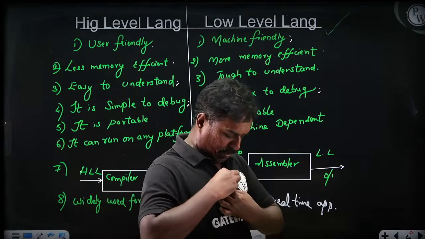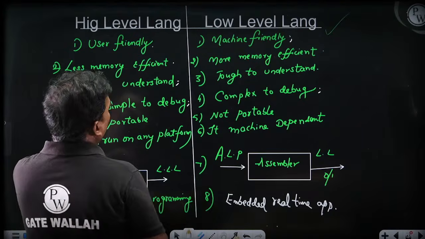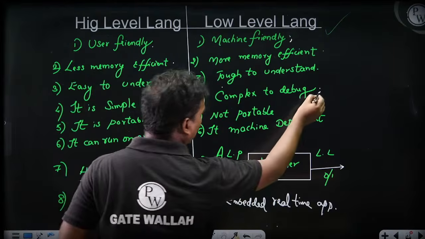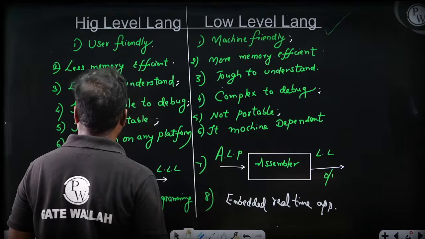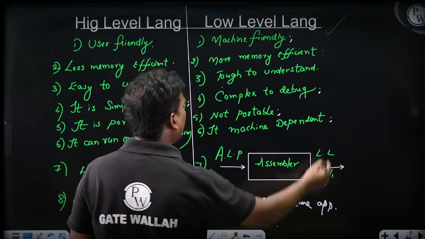So the key points, try to understand. It is easy to understand, but it is tough to understand. It is simple to debug. It is complex to debug. It is portable. It is not portable. It can run on any platform. It is machine dependent.